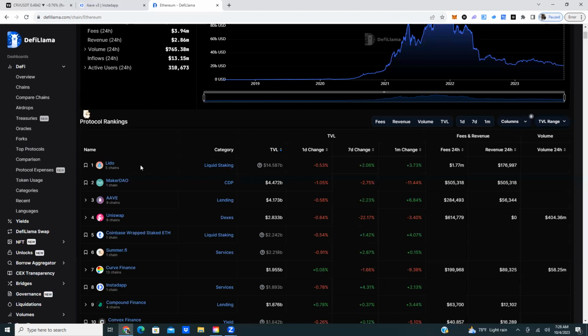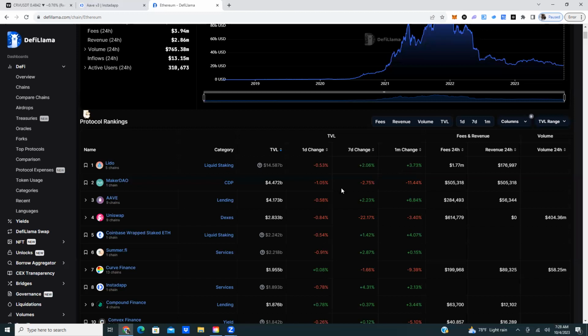So in the past 24 hours on Lido Finance, there's been a 0.53% change. In the past 7 days, there's been a 2.06% change. In the past 1 month, there has been a 3.73% change on this platform. So that right there to me is very positive for Lido Finance, especially for the last 7 days and the last 1 month.